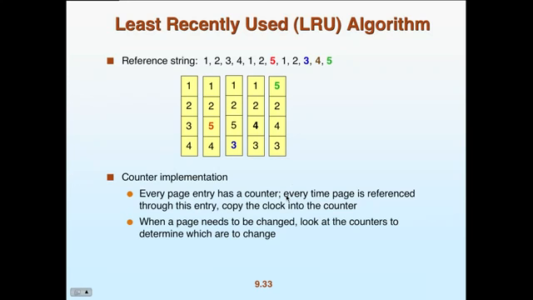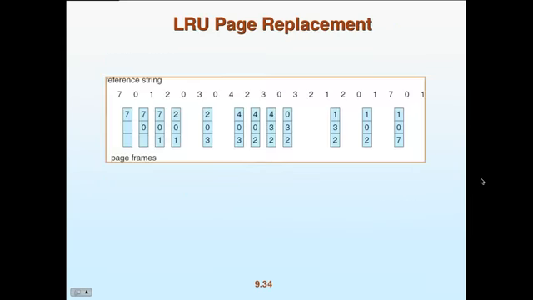There's extra overwork. Going back to what I said about the algorithms and efficiency, it's the search space, but it's also the number of loops and the complexity of what's going on in that algorithm. This is going to decrease the efficiency of the algorithm because you're adding more complexity to it. You're going to put in a counter for each one of the pieces. Every time a page is referenced through the entry, there's going to be a copy of the clock into the counter, and you update the counter. So when a page needs to be changed, you look at the counters to determine which one you're going to take out, the least recently used, hopefully.